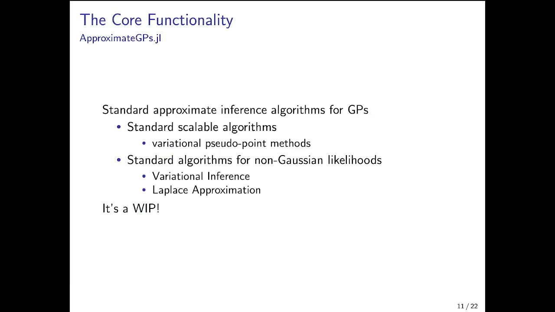So the last package is ApproximateGPs.jl. This is the most rough around the edges of the core packages. It's currently being actively developed. It's got a couple of things in already, standard scalable algorithms for working with large data sets: pseudo point methods, also known as sparse methods, inducing point methods, inducing variable methods. And it's got standard algorithms for working with non-Gaussian likelihoods: variational inference, Laplace approximations, things like that.